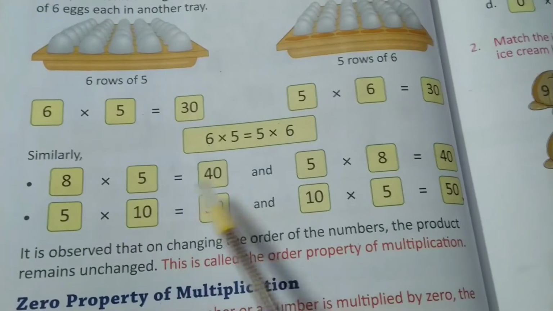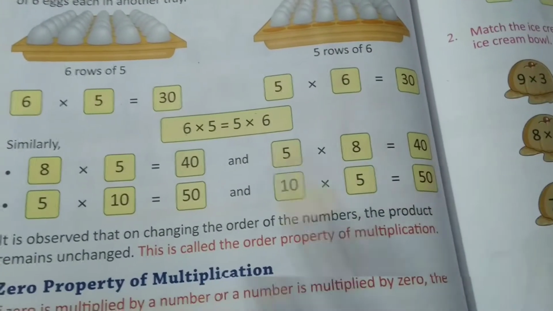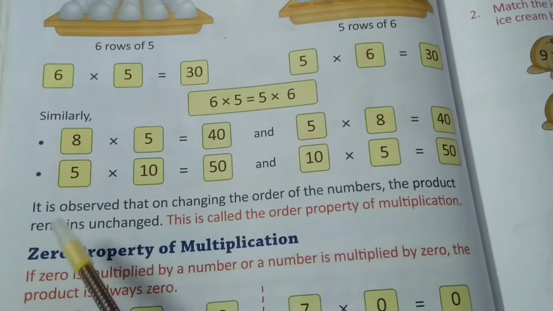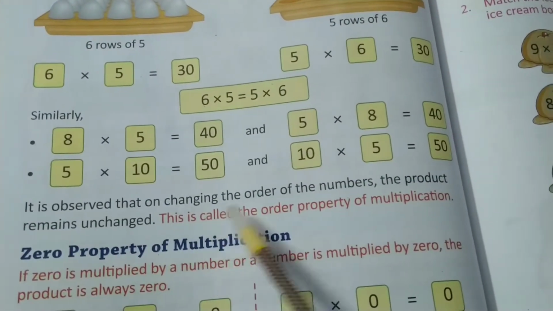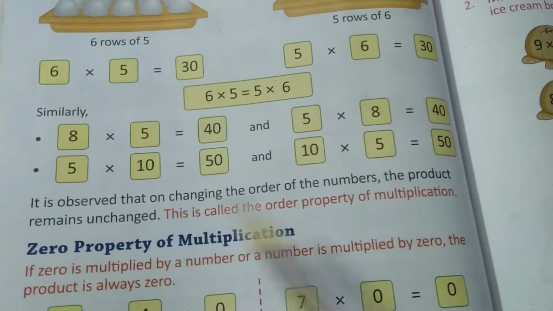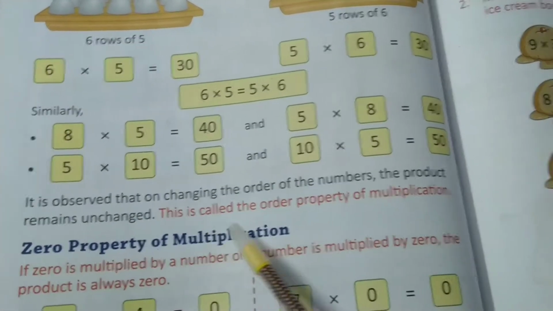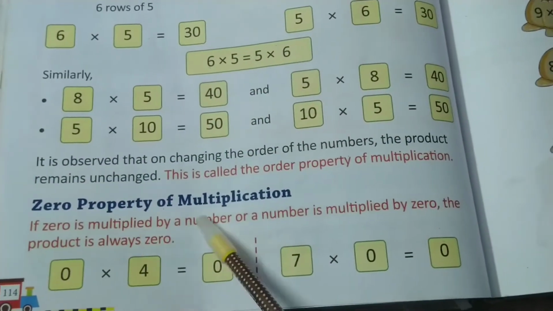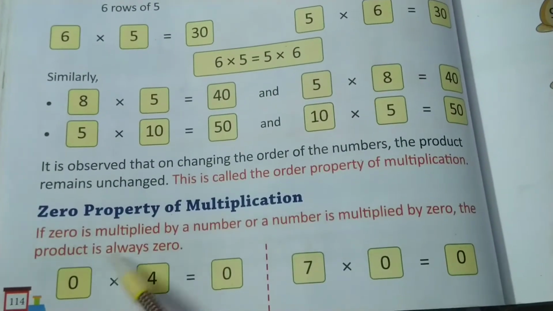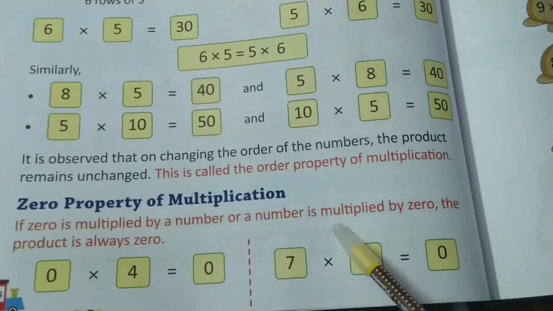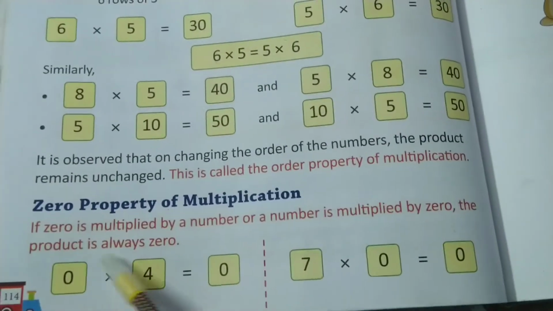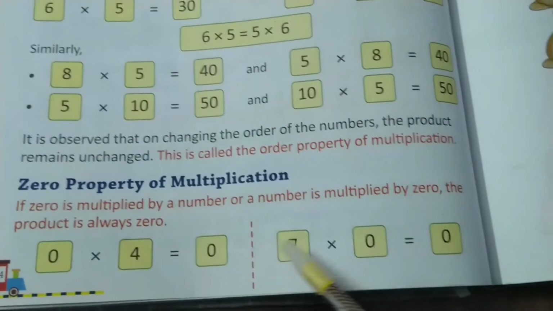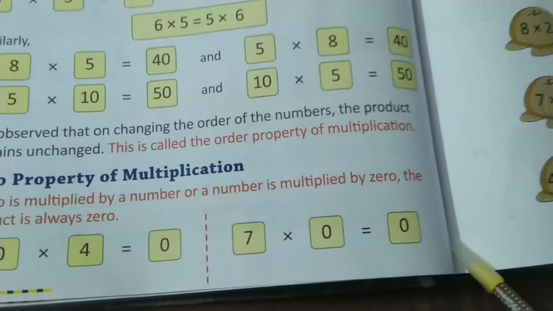Similarly, 8 5s are 40 and 5 8s are 40. 5 10s are 50 and 10 5s are 50. It is observed that on changing the order of the numbers, the product remains unchanged. This is called the order property of multiplication. Zero property of multiplication. If 0 is multiplied by a number or a number is multiplied by 0, the product is always 0. 0 into 4 is 0. 7 into 0 is 0.